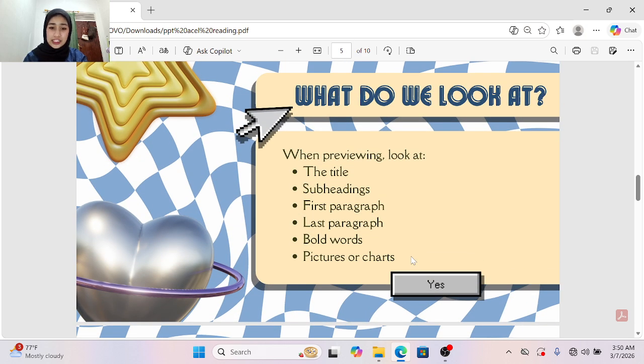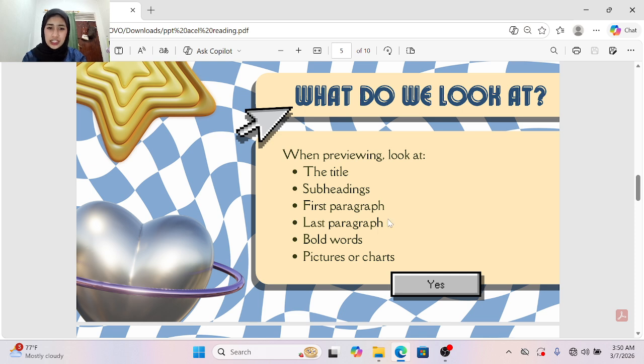The next slide is, what do we look at? When doing previewing, we should look at several important parts. First, the title, because it usually tells us the topic. And the second one is subheadings, because they show the main sections of the text. And the third is, we can also look at the first paragraph and the last paragraph.